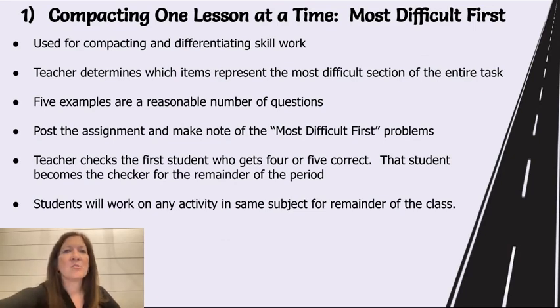So the first strategy is compacting one lesson at a time, which is the most difficult first. This is used for compacting and differentiating schoolwork. The teacher determines which items represent the most difficult section of the entire task, and these might be sequentially at the end of the assignment or various sections. 5 examples are a reasonable number of questions to have students do. When the assignment is posted, we want to make note of what the most difficult first problems are.